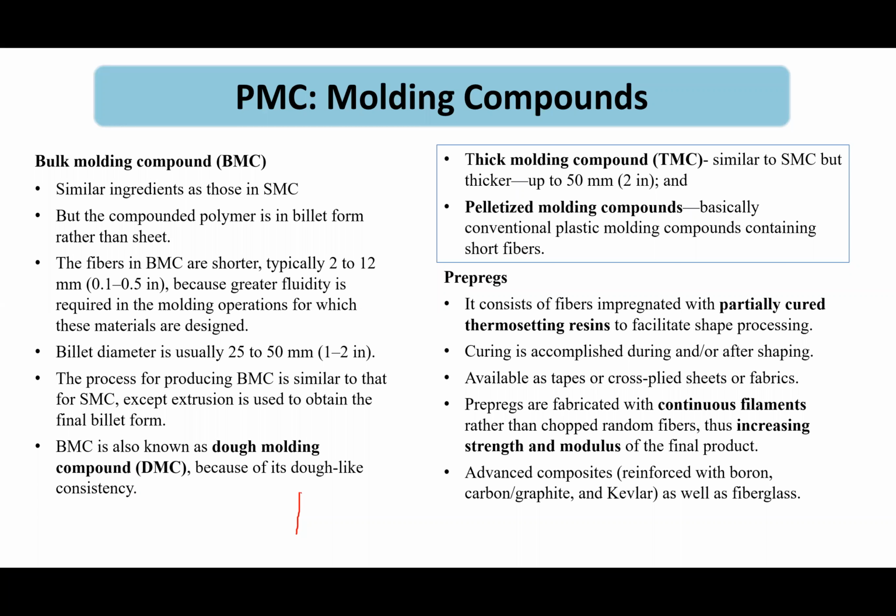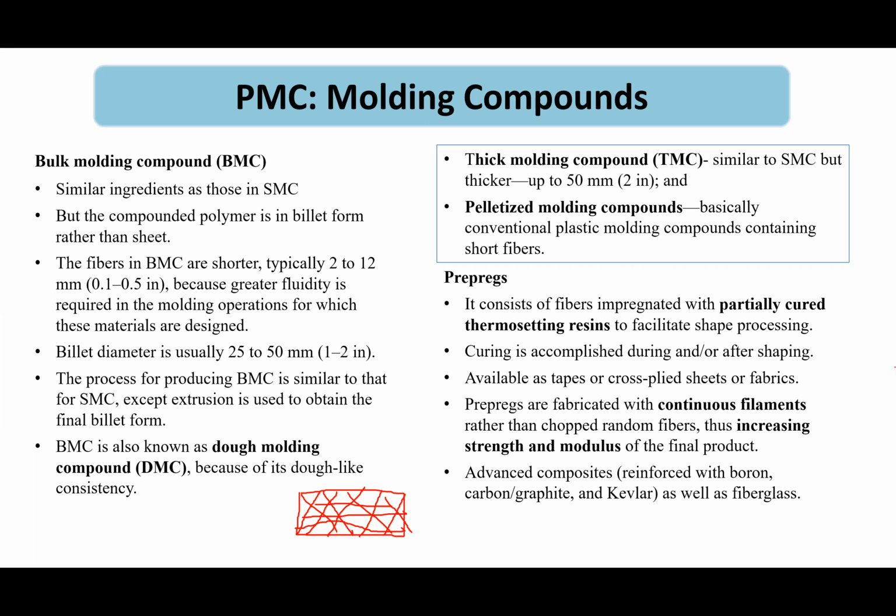If you consider a sheet like this, and the fibers are oriented unidirectionally like this, then it's a unidirectional tape. And sometimes the fibers are oriented crosswise at a certain angle. In that case, you call it cross ply. It depends on the fiber orientation. It can be unidirectional, or it can be cross-ply sheet or fabrics.